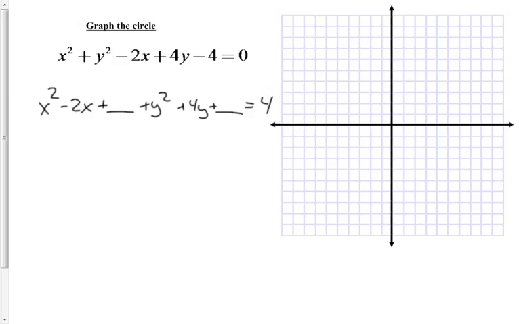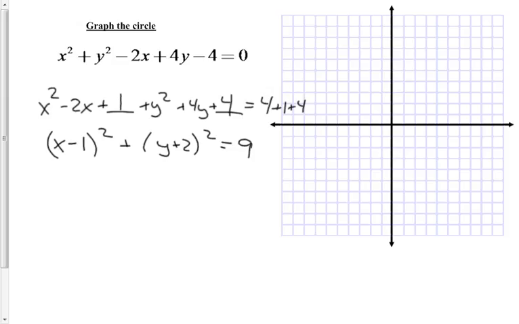The first blank should be a 1. The second blank should be a 4. But we've added a 1 and a 4, so we've got to be sure to add those to the other side of the equation. Okay? So this will become x minus 1 quantity squared plus y plus 2 quantity squared equals 9. So I just took my perfect trinomial here and made it into the binomial. Now that was a plus 4y, so that's why we have a plus 2 here.